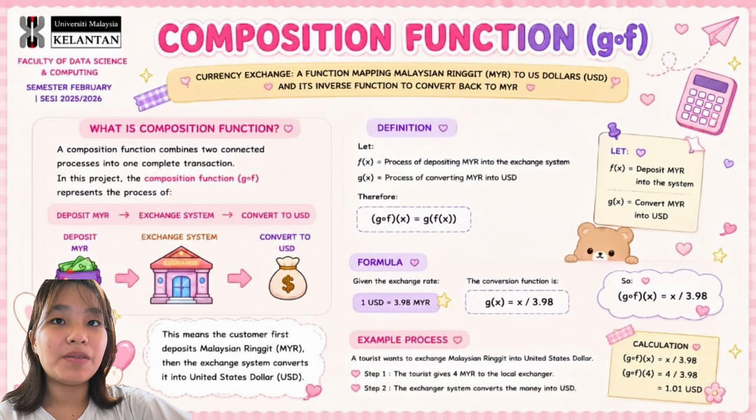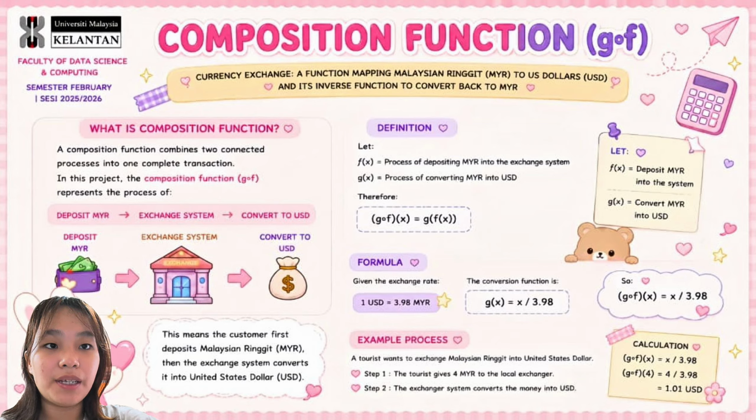In this example, the first function f of x represents depositing Malaysian ringgit into the exchange system. The second function g of x represents converting the ringgit into US dollars. Therefore, the composition function is written as g composed with f of x equals g of f of x. The process can be understood as first the customer deposits MYR, then the exchange system converts it into USD.